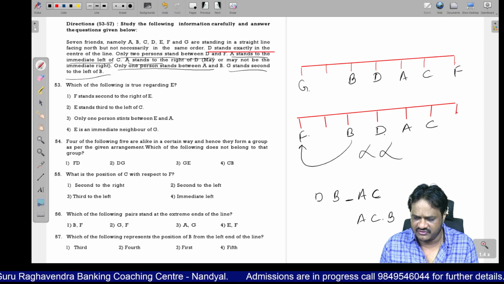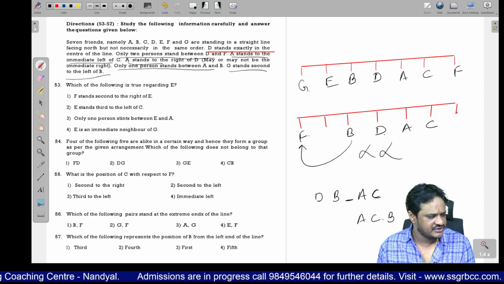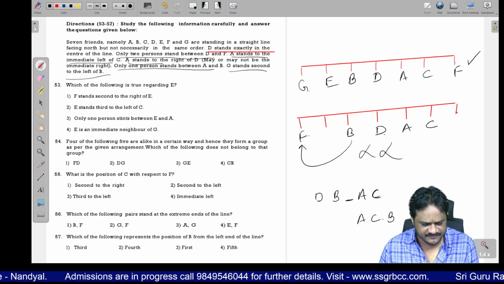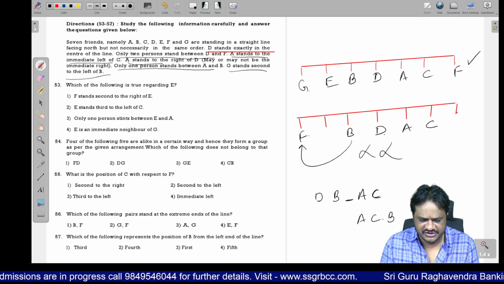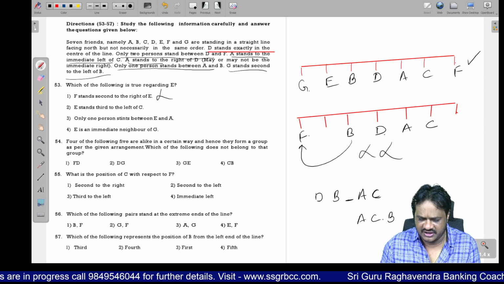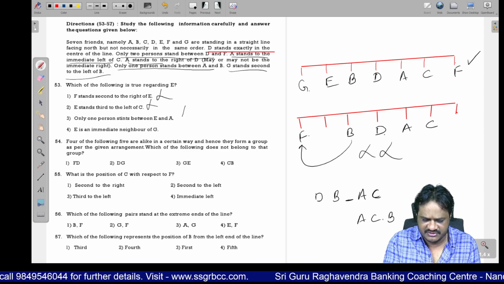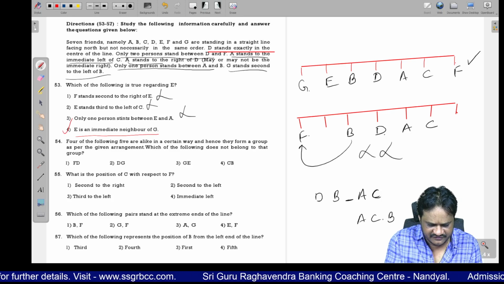Now we are having only A, B, C, D, E. E is left. So this is the correct arrangement. Now let us see the questions. Which of the following is true regarding E? F is sitting second to the right of E, not correct. E is sitting third to the left of C, not correct. One person is there between E and A, not correct. E is the immediate neighbor of G. This one is definitely correct.